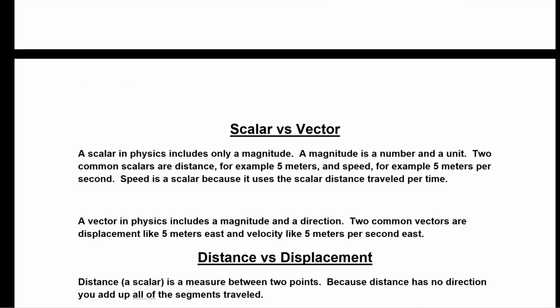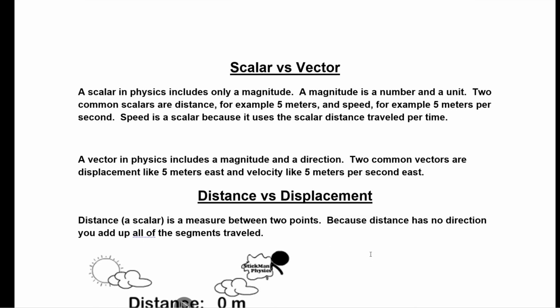So moving right along, we've got scalars and vectors. So a scalar in physics includes only a magnitude. Magnitude is a number and a unit. 2 common scalars are distance, for example 5 meters, and speed, for example 5 meters per second. Speed is a scalar because it uses that scalar distance traveled per unit of time, so distance per time.